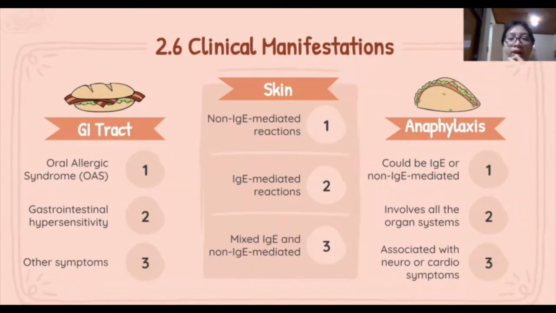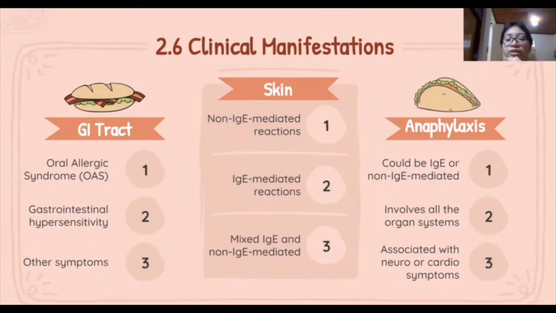In the GI tract, the main clinical manifestations include oral allergy syndrome and GI hypersensitivity. The most common manifestation is acute vomiting. Other symptoms such as constipation, bloody diarrhea, and emesis are considered manifestations of non-IgE-mediated food allergy. Commonly affected by food allergy is the skin.